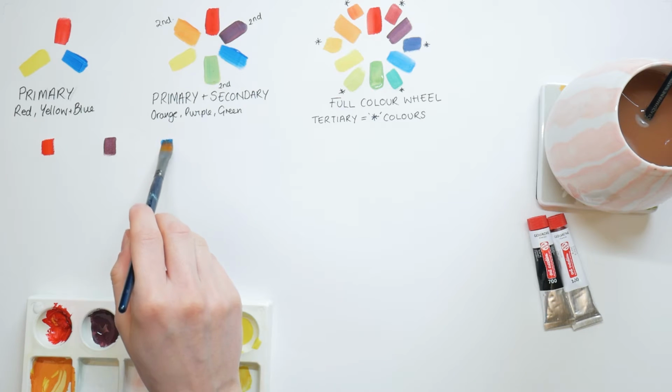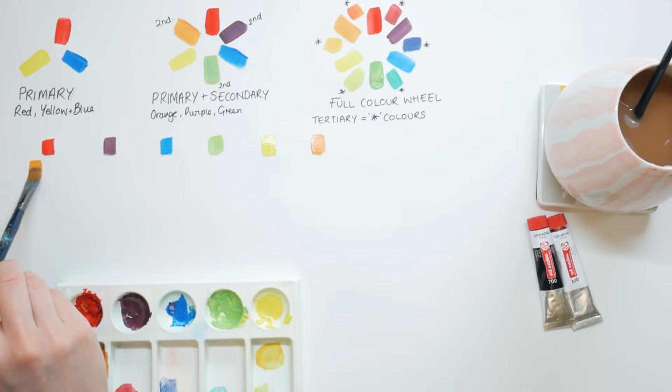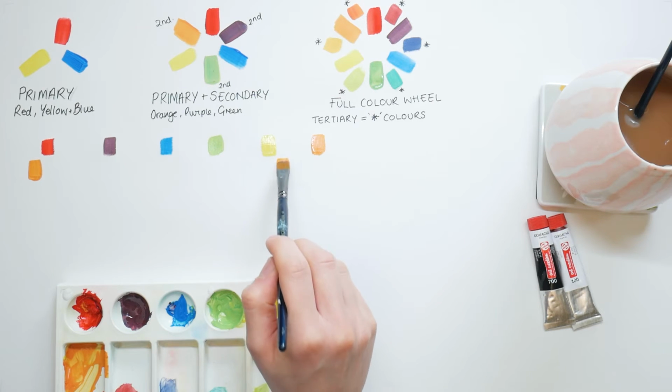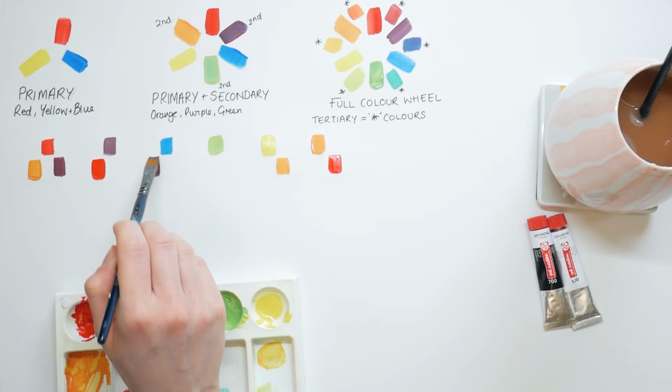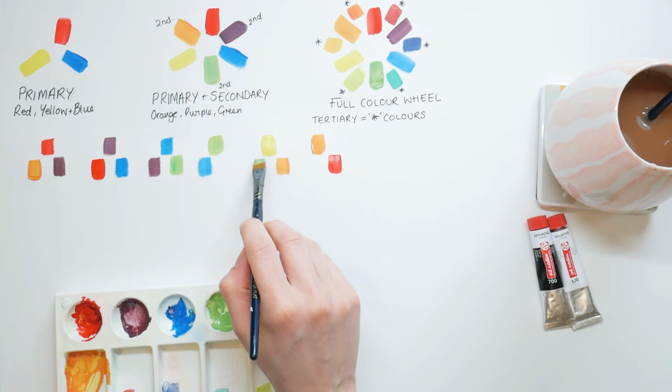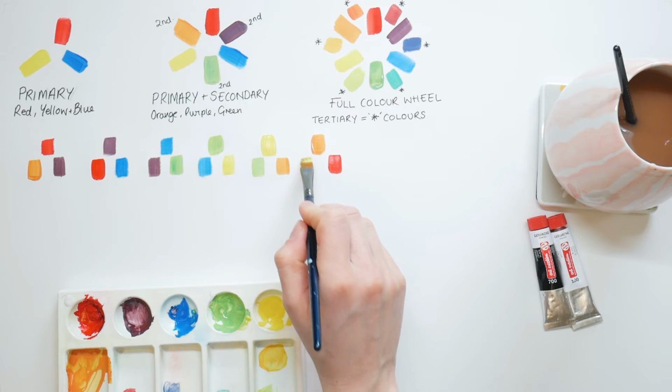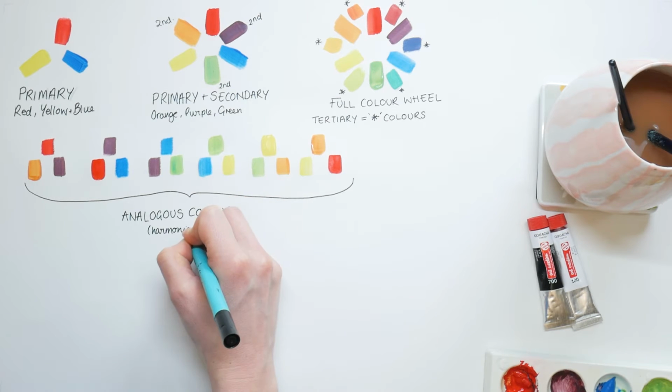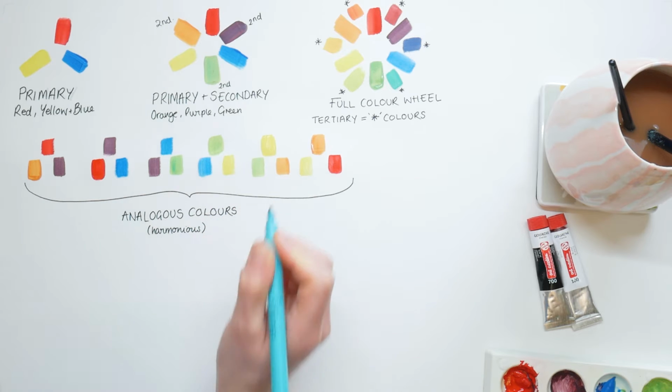Harmonious colours, or if you want to be fancy about it, analogous colours, are three colours in a row on the colour wheel. So red, orange and yellow, these are harmonious. Orange, yellow and green, or green, blue and purple. These colours tend to go well together quite easily, so I like to think of them as harmonious.